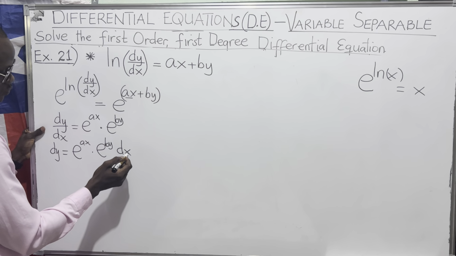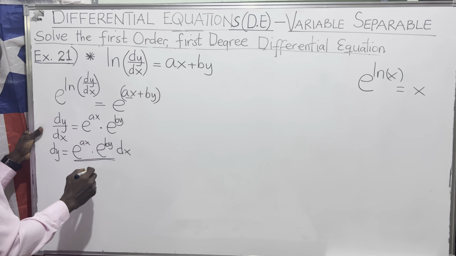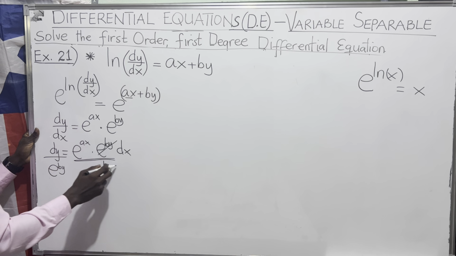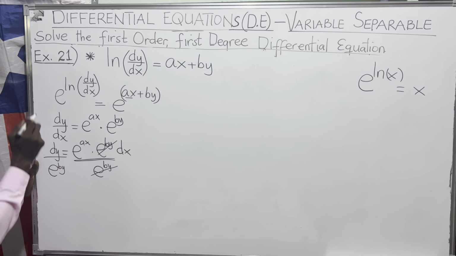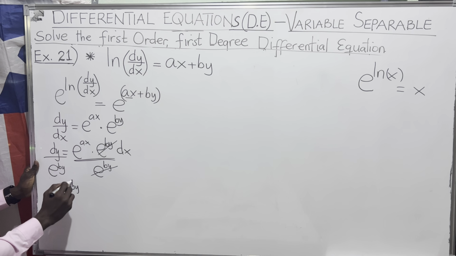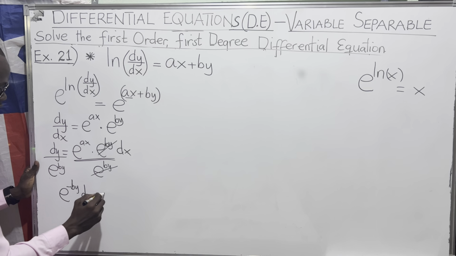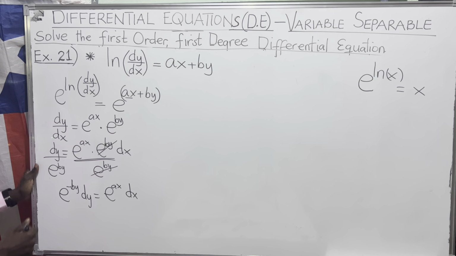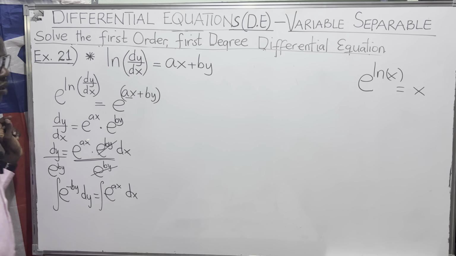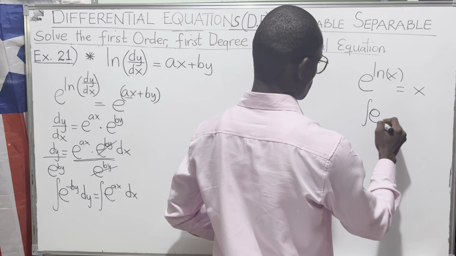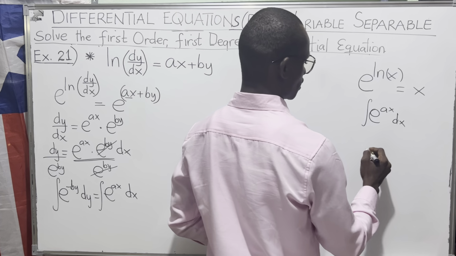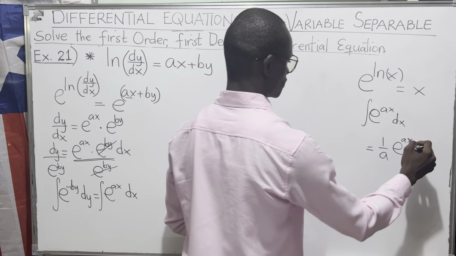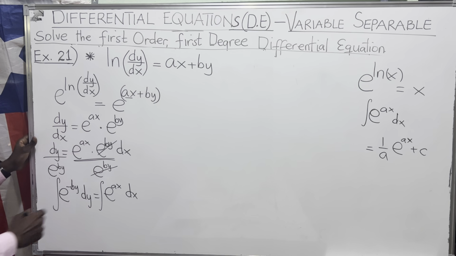Since this is dx, we only need an expression in x, so we must divide both sides by e raised to by. So this will cancel, and we can send this one to the numerator: e raised to minus by dy equals e raised to ax dx. Since the variables have been separated, we can integrate both sides. We know that the integral of e raised to ax dx is just equal to 1 over a e raised to ax plus some arbitrary constant c. So we can apply that.